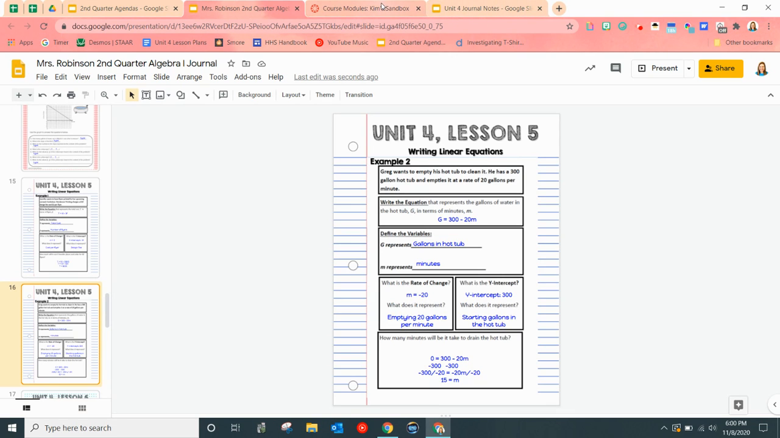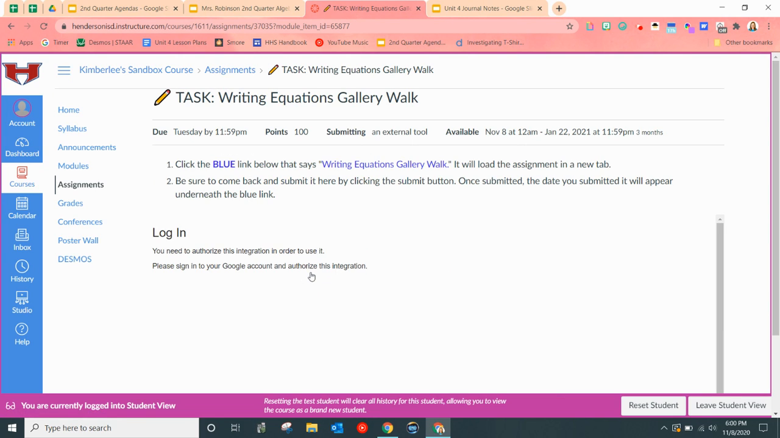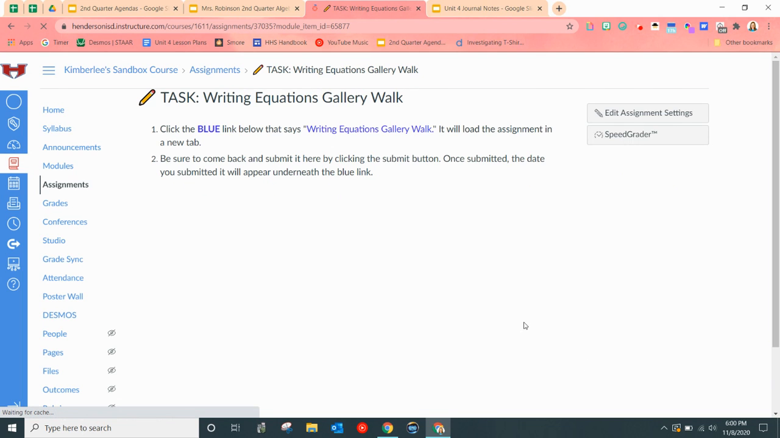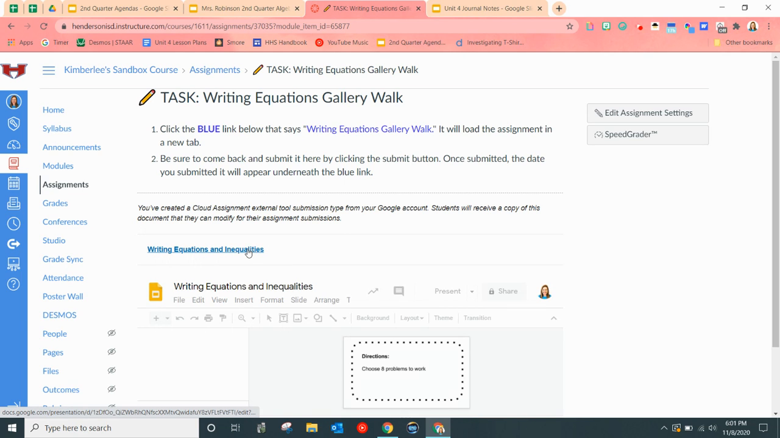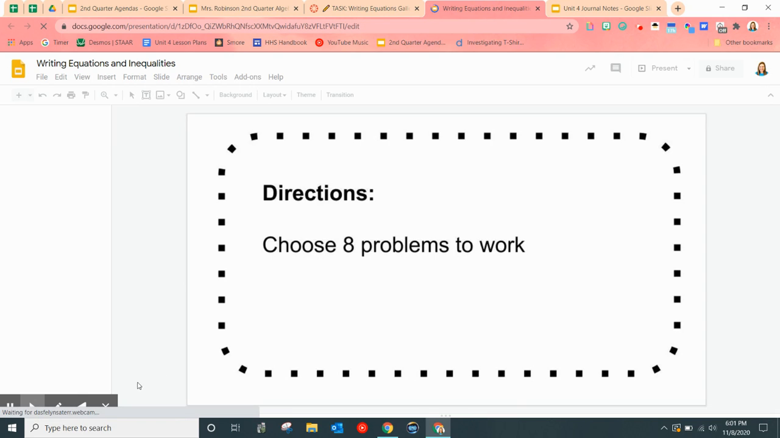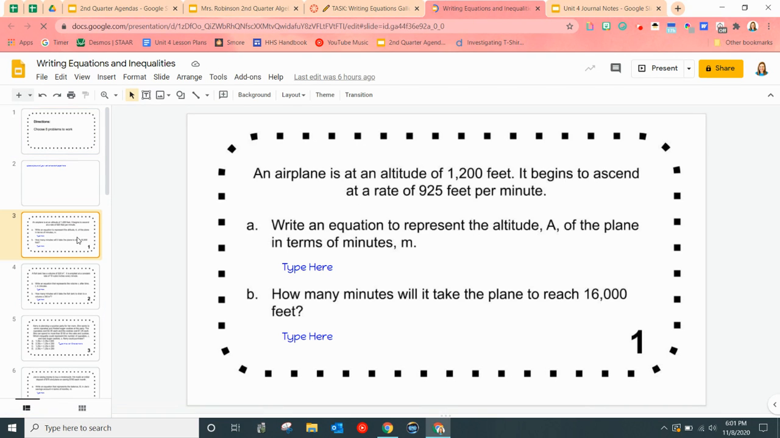So now you're going to come over to Canvas and practice this writing equations gallery walk. Oh, I have to leave student view, so this will load for you guys. There are several problems on here, about 16 problems. You are going to work 8 of them, only half. They're very similar to the problems that I just worked for you, so you've got lots to choose from.